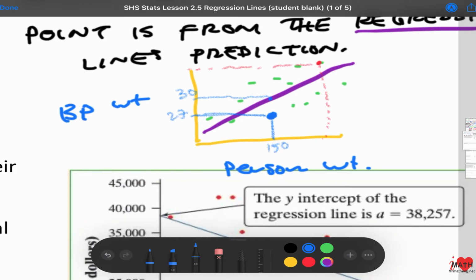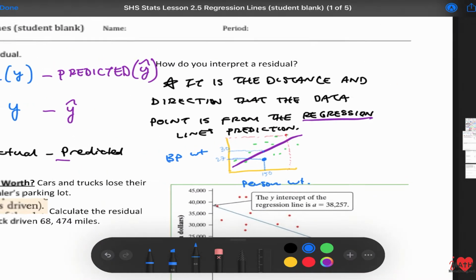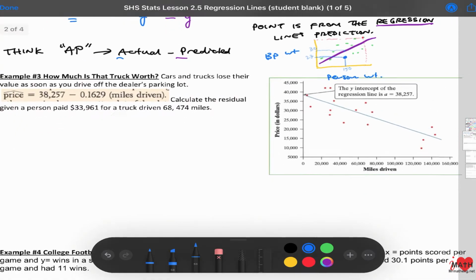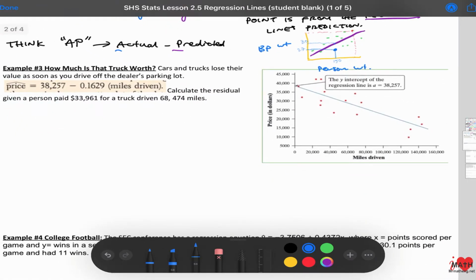Okay, so that's the big idea of residuals. Let's try an example, this might make more sense. Example number 3: how much is that truck worth? Cars and trucks lose their value as soon as you drive them off the dealer's parking lot. So here's a formula. The predicted price is based off of miles driven. I have a graph here.